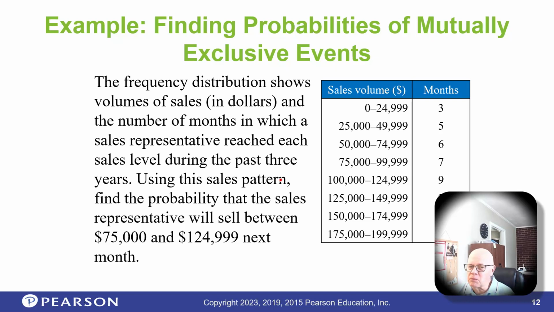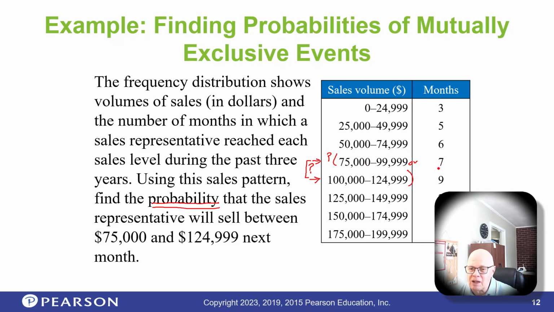You have to think a little bit more because we're not just throwing a die. What you want this time is the probability again that the sales representative will sell between 75,000 and 124,999. Well, as we look at our chart over here, that means we're talking about 2 different areas. So if we want the probability that it's in one of those, it's going to be an OR statement. It'll be the probability of this one or this one.